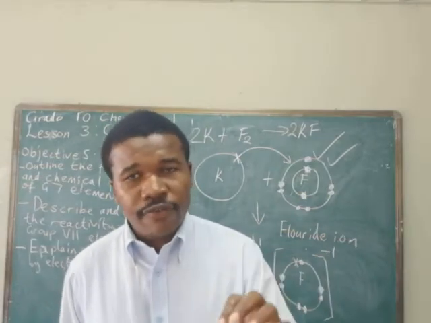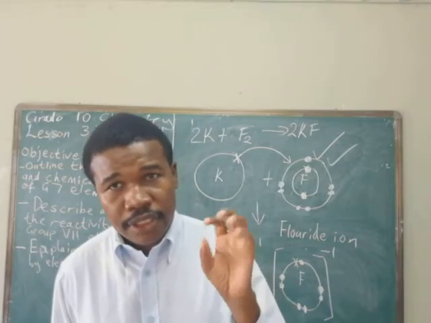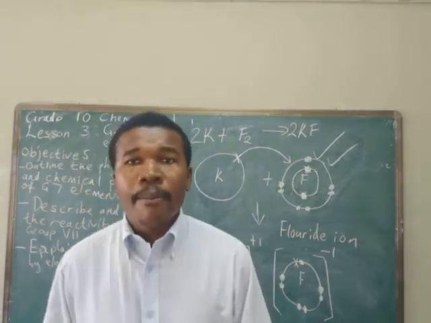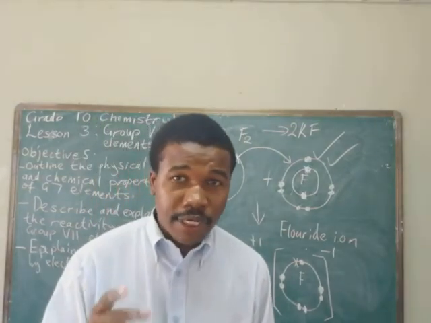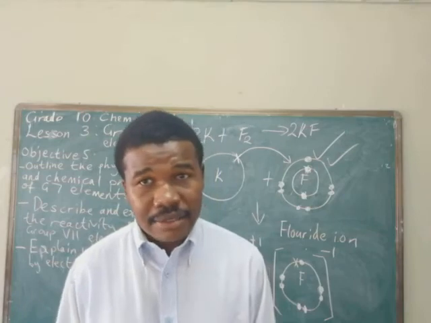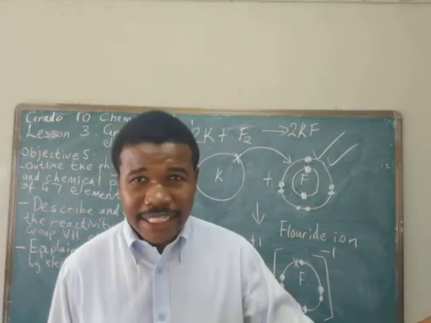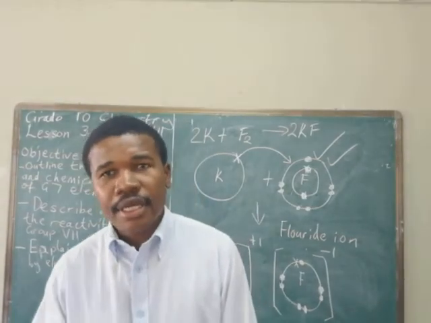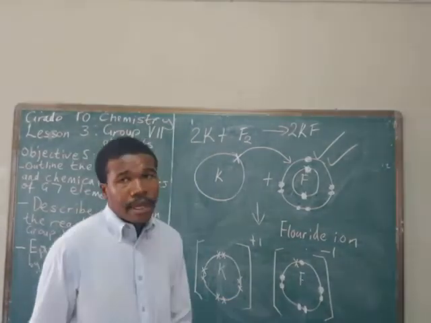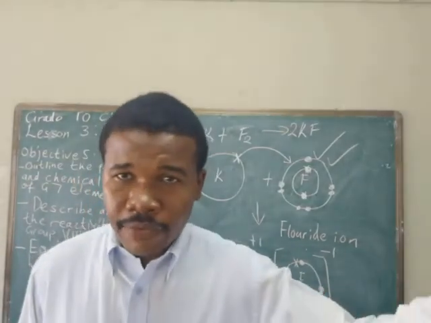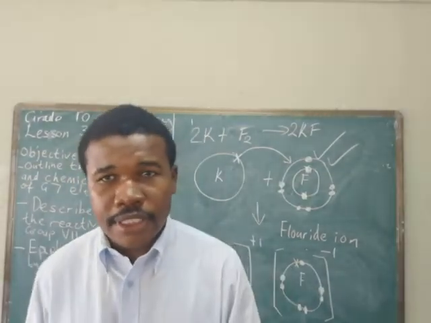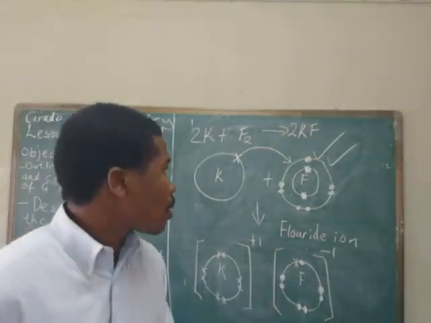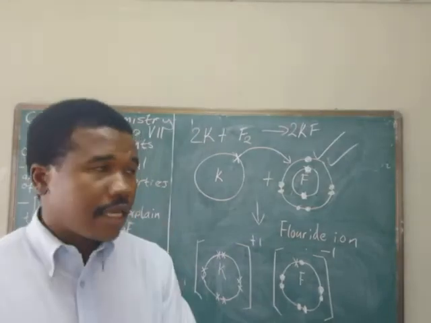Electronegativity and reactivity decrease as you go down the group. But melting point and boiling point increase as you go down the group. That also affects why fluorine is a gas, bromine is a liquid, and iodine is a solid. I'll explain that as well in the fourth lesson.